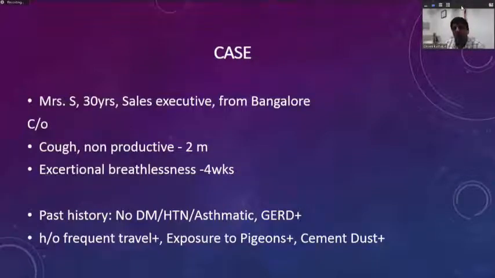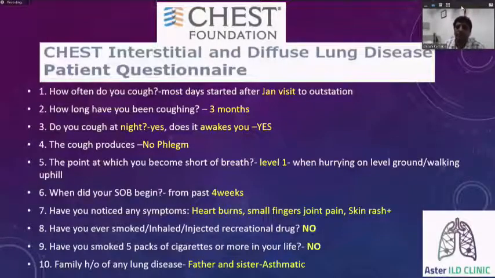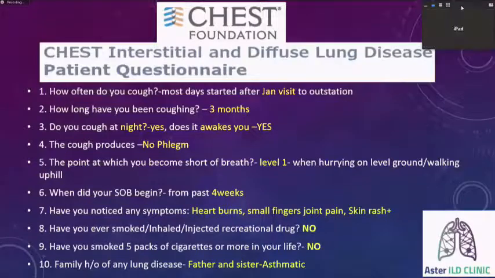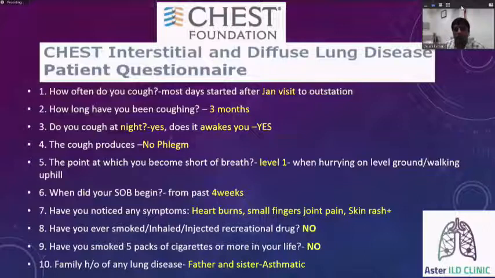Now, the history will not be complete without getting into comprehensive details. In our ILD clinic at Aster, we run through the ACCP questionnaire, which is taken meticulously, dissecting how the history matters in a case of ILD when it comes to a questionnaire-based approach. And if you can see this, the Chest Foundation questionnaire, with 20 points, gives us a comprehensive history of the possibilities which can be contributing to the sort of ILD we're dealing with.